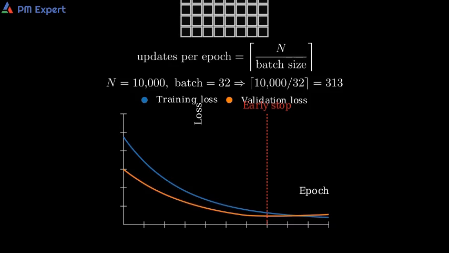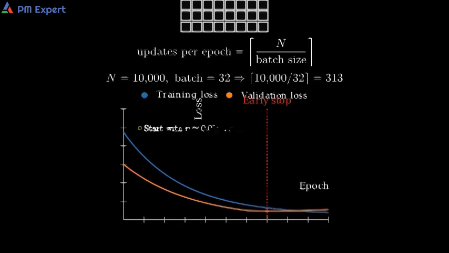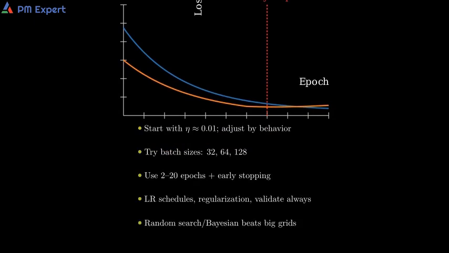For practical tuning, try this checklist. 1. Start with a moderate learning rate, like 0.01. If loss is not decreasing, increase slightly. If it bounces, decrease. 2. Try batch sizes like 32, 64, 128, and watch validation accuracy and training speed.